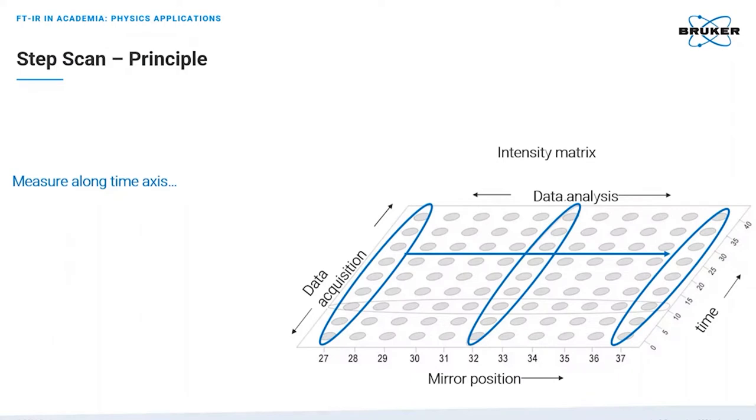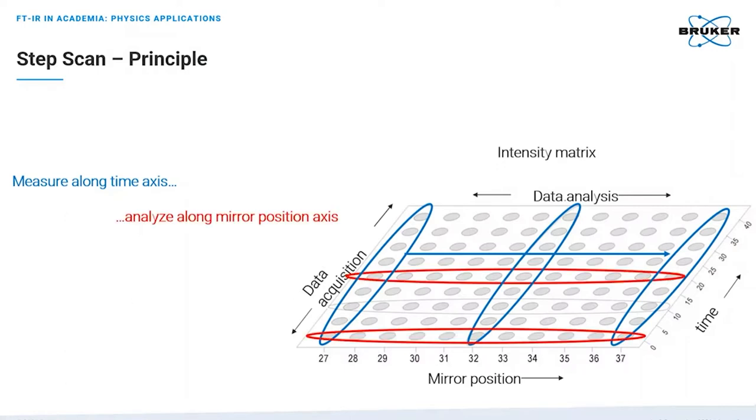At the end of a step scan measurement, you get a matrix of data collected along the time axis at different sampling points. But we are going to analyze the data by rows, marked in red here, because each row represents the interferogram at a certain time point in the experiment. So using this concept, we can do many interesting measurements which are not possible with the conventional approach.